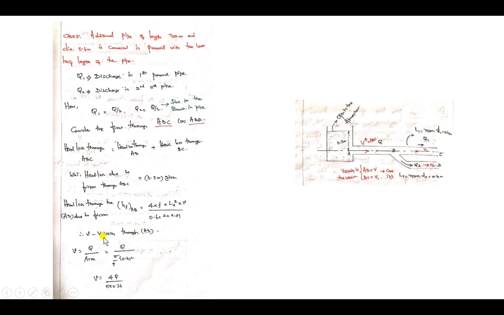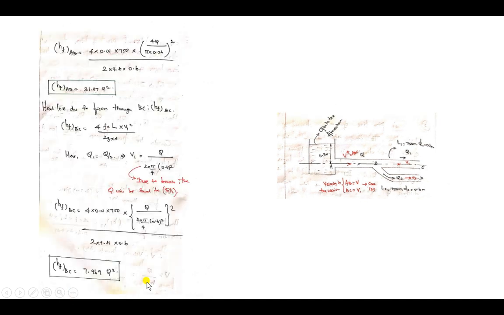So this square has to come here, V square. Pardon me. V is equal to Q by A. To calculate this V, it is Q by A, where A is the area of AB, so pi by 4 times 0.6 square. And this 4, if it goes up, is 4Q by pi into 0.36. So this is our V for AB. This parameter V is 4Q by pi into 0.36.